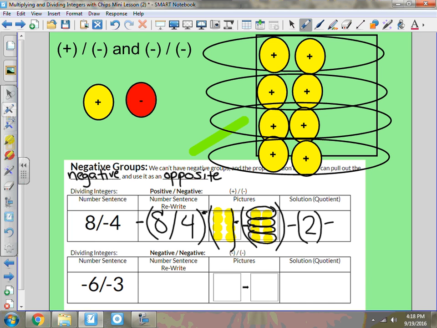But I'm not done yet. I have to solve that. I'm looking for the opposite of 2, so my final answer, that quotient, is going to be a -2 for my final answer. All right, let's try another one. These are where it gets a little bit tricky.